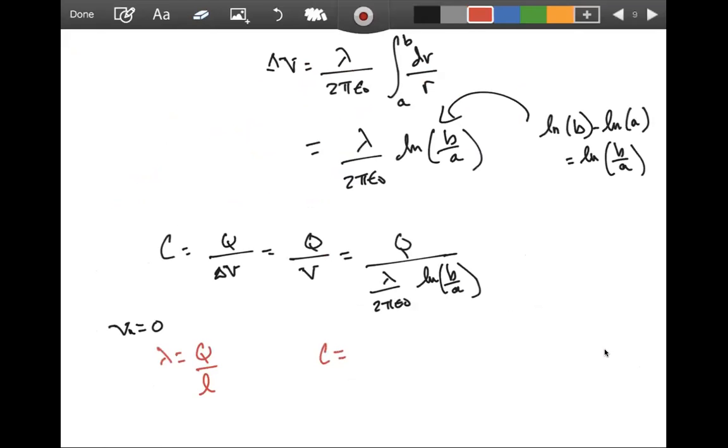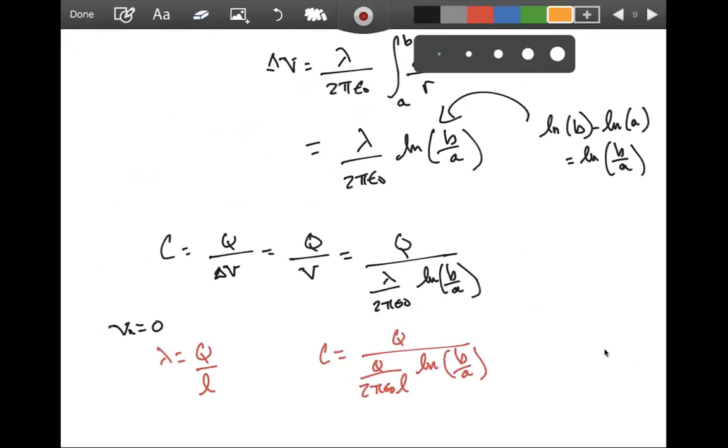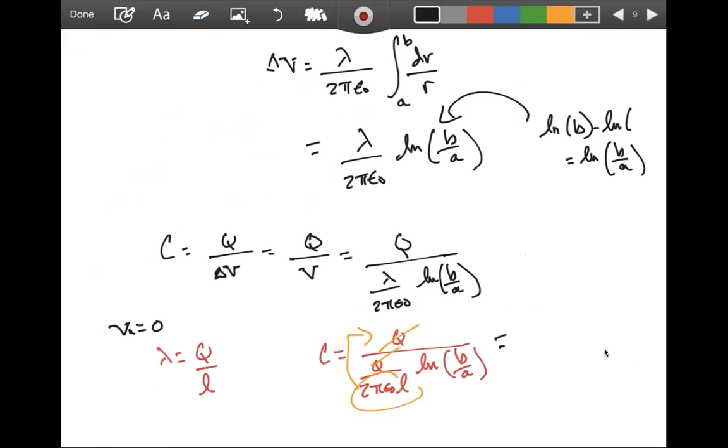So my capacitance is going to be equal to Q divided by Q over 2 pi epsilon naught L, times the natural log of B over A. But here my Q's are the same, so I'm going to cancel my Q's. This term will move to the top because it's a 1 over 1 over. So finally, excuse me, I get 2 pi epsilon naught L divided by the natural log of B over A. So this is then my capacitance for my cylindrical capacitor.